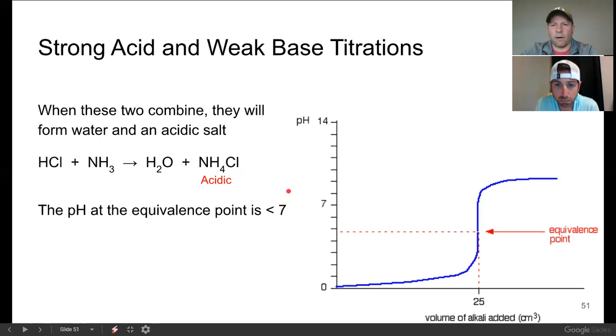And look at the bottom on the x-axis. It says volume of alkali added. And remember, guys, alkali is another word for base. True. Okay, let's see. So we have a very low pH when we only had acid in there, only HCl. And as we added more base, it kept getting higher and higher. Boom.